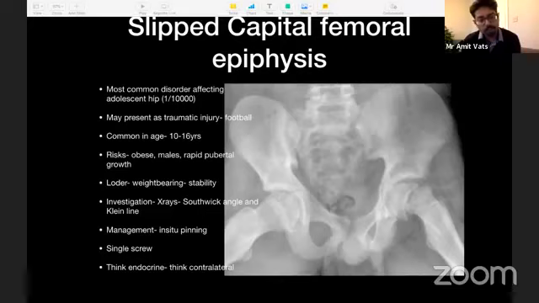The mainstay of the treatment in this situation is early identification. So don't miss out on that young teenager complaining of knee pain. Surgery will be in situ pinning. Single screw is good. And think about endocrine disorders. And if you're thinking about endocrine disorders, think about pinning the contralateral side before that slips too.